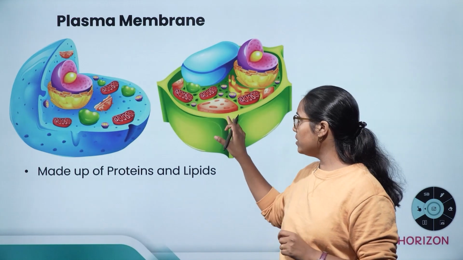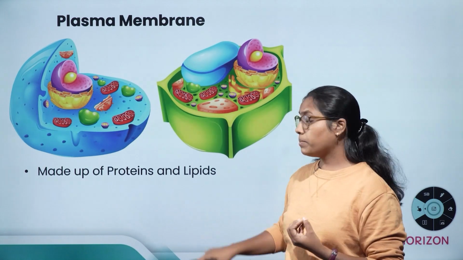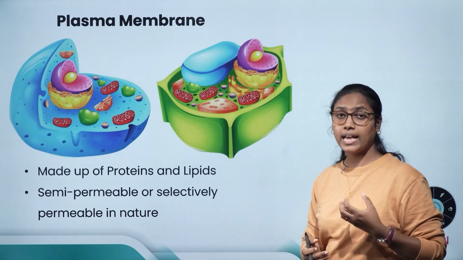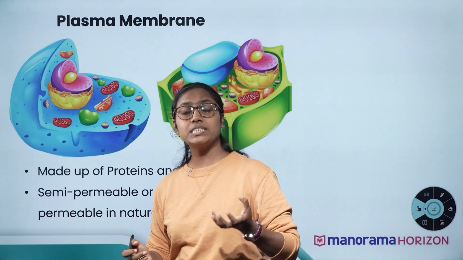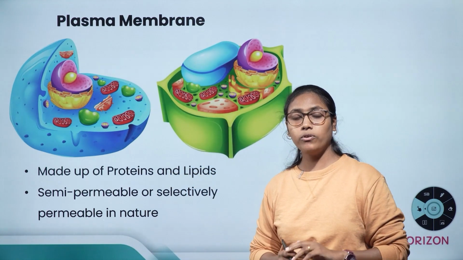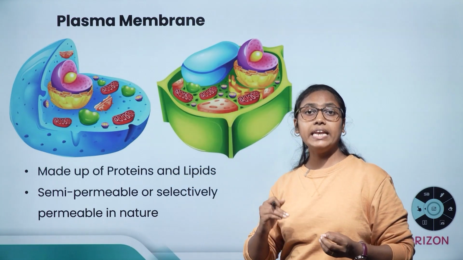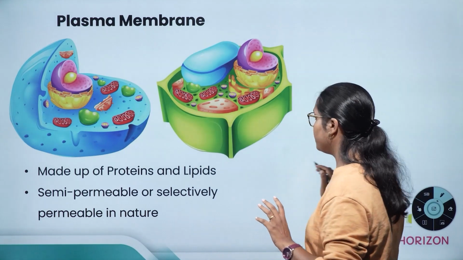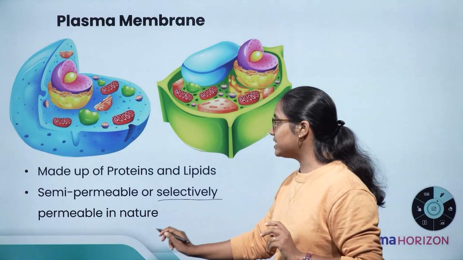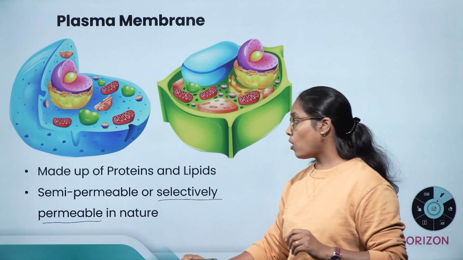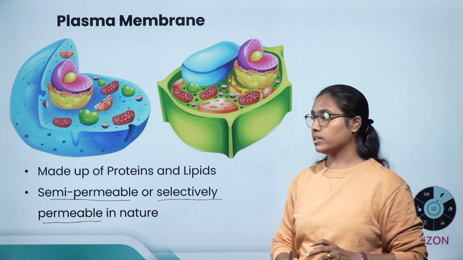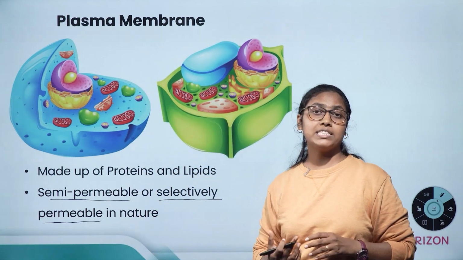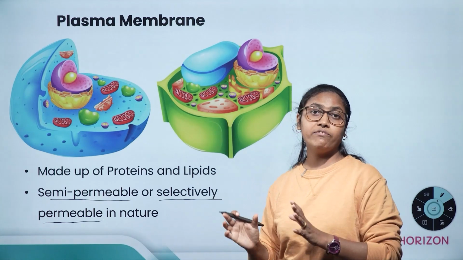Now, this cell membrane has a particular function. The major function of a cell membrane is semi-permeability. It helps in the movement of substances in and out of the cell, but not all substances. Here you can see a term is used, that is selectively permeable or semi-permeable. Instead of saying semi-permeable, we may say it more precisely as selectively permeable.